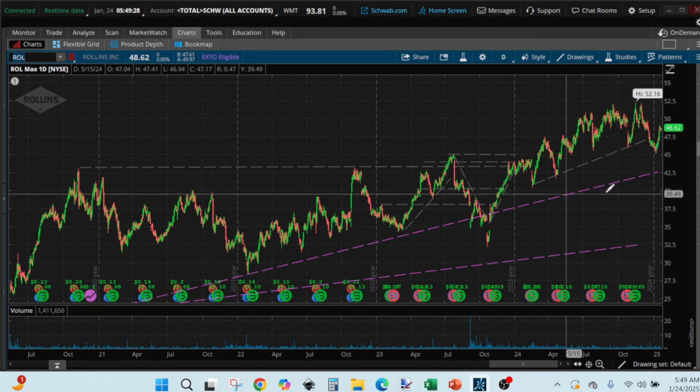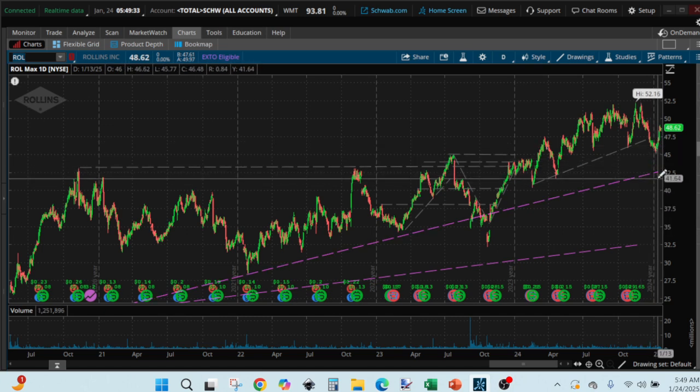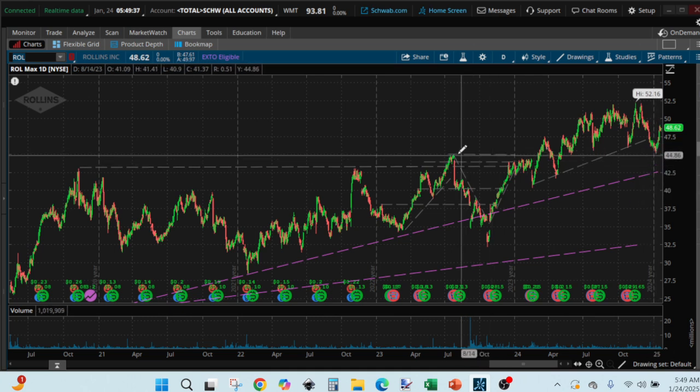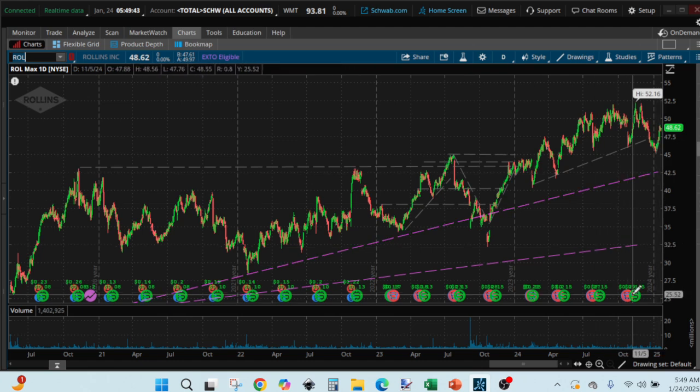So ROL, we like to buy at this trend line. It pulled back but not quite close to it and started going up again. So it's using this resistance line as a support there, but I would prefer to buy at a lower level. So the next one is Ross.